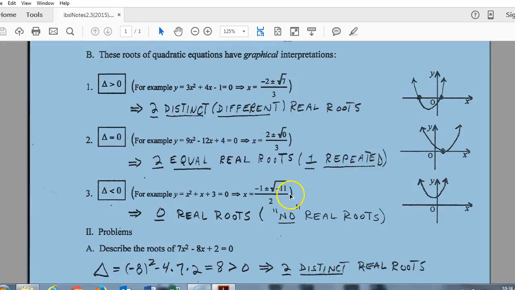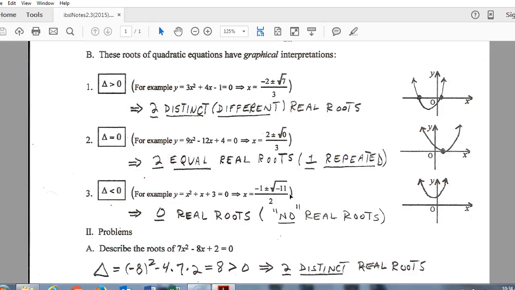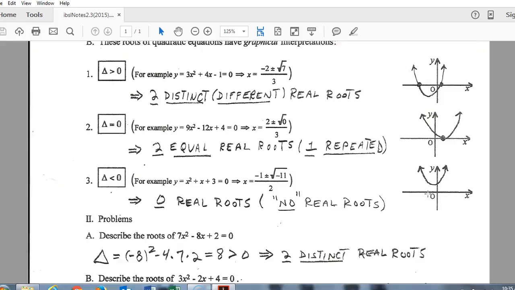So here's the third scenario. Here we go. So here's a scenario where you have a negative under the radical. So if your discriminant is negative, then that's just going to be a case where you have no real roots. Like this graph here, you can see there are no x-intercepts, so there would be no roots.